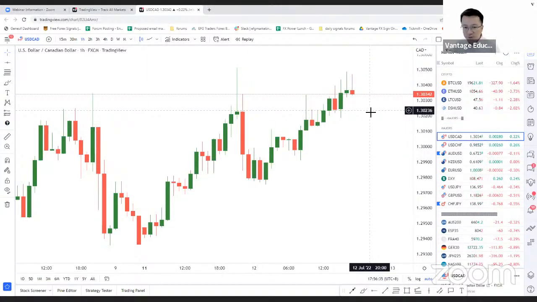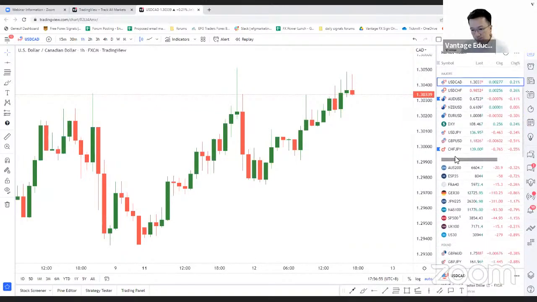Again, please do your own analysis, manage your risk closely. Do not take this as a trade recommendation. It is just to show you examples of some price action setups that are currently forming. All right.